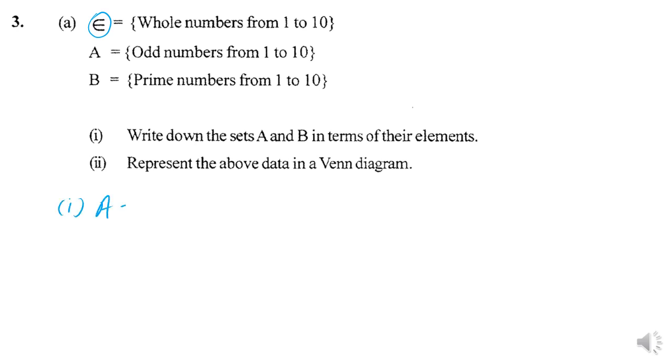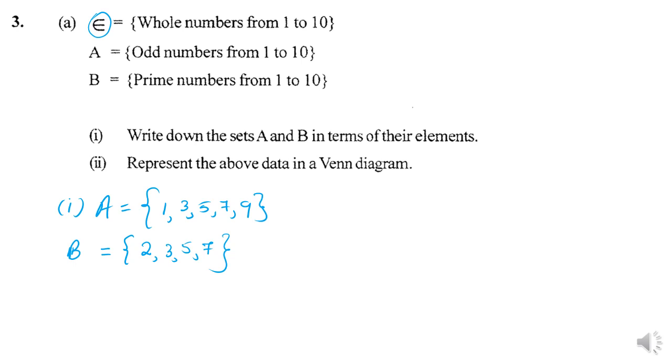This is A. You have to write a curly bracket here. Odd numbers from 1 to 10, which is 1, 3, 5, 7 and 9. These are the odd numbers, and you have to take B. B is equal to prime numbers from 1 to 10. The prime numbers start from 2, 3, 5, 7. These are the prime numbers from 1 to 10. You know the prime numbers.